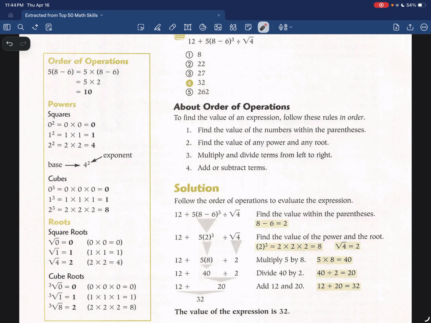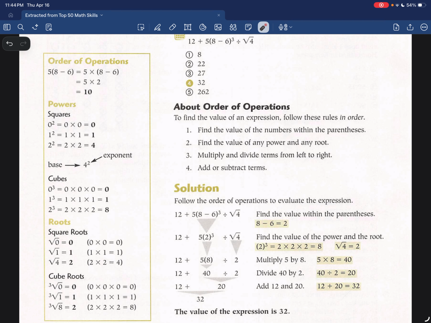Powers. Squares are exponents that are 2. So 0 to the second power is 0 times 0, or 0. 1 to the second power is 1 times 1, which is 1. And 2 to the second power is 2 times 2, or 4. The base is the tall number. The exponent is the little number.